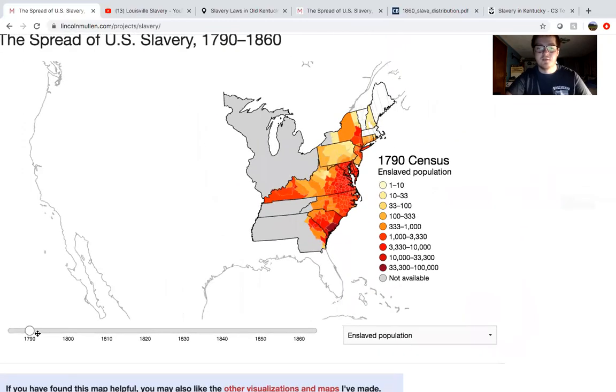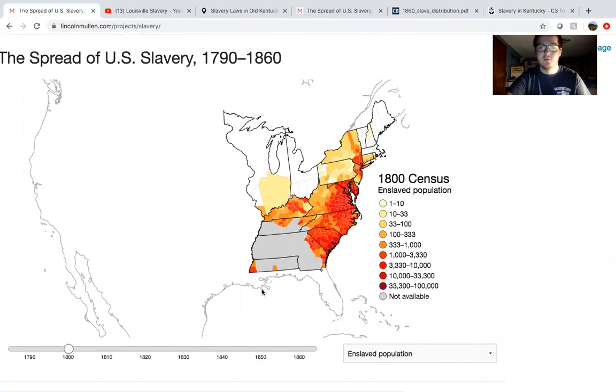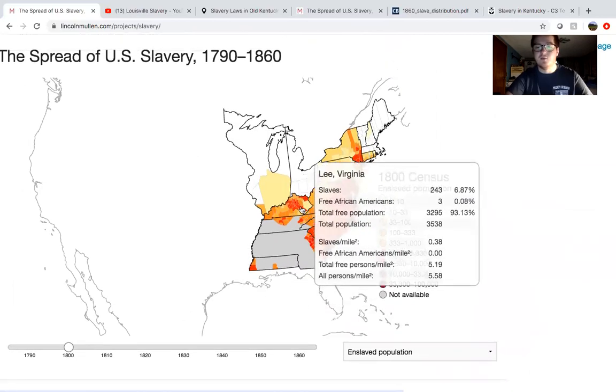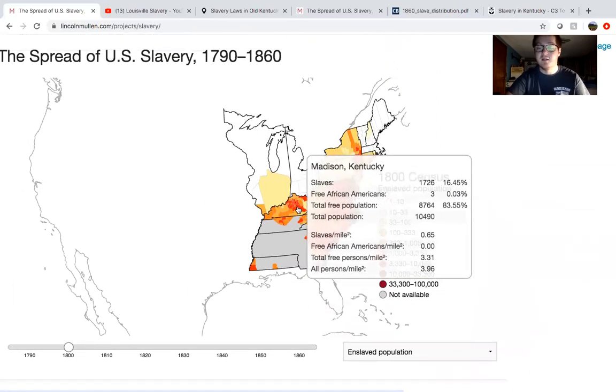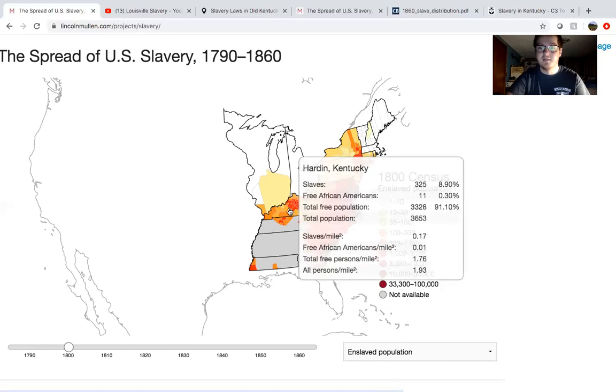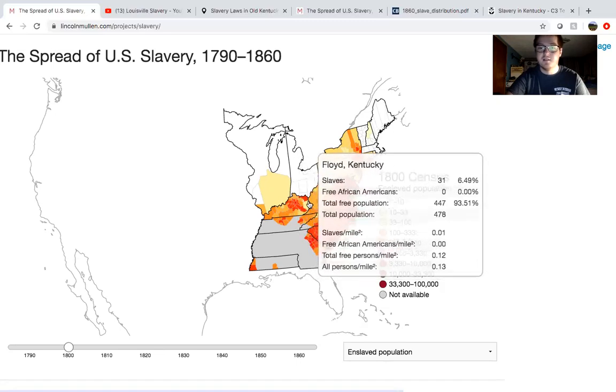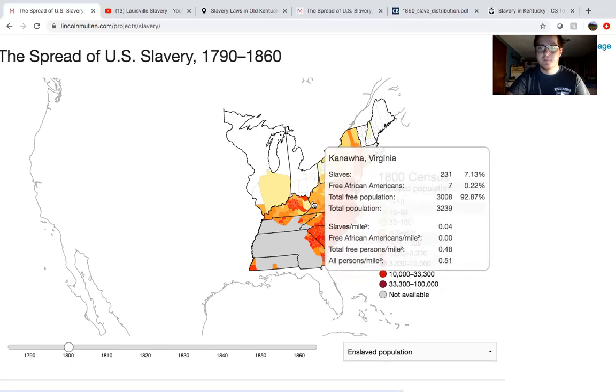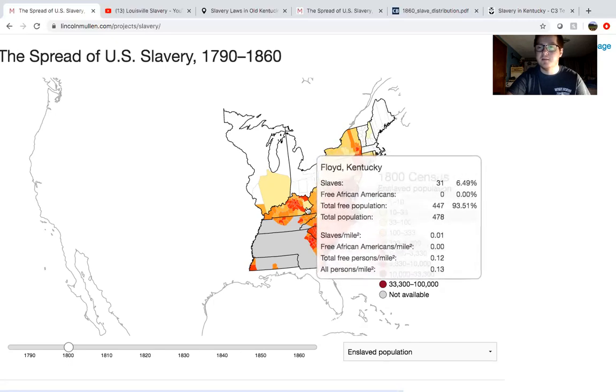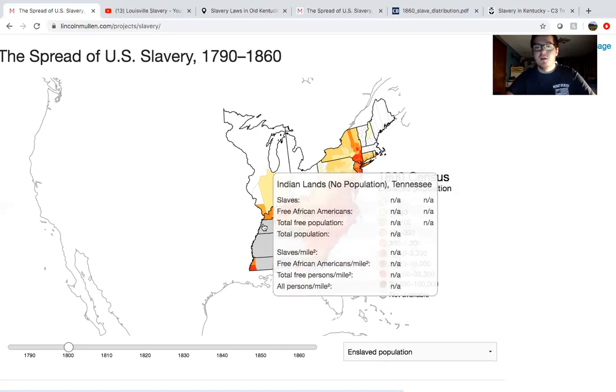Let's go ahead and fast forward. That's 1790. We know 1792 is when Kentucky was formed as a state. So Kentucky is now in it. We have a lot of counties that we know today. Madison County, Berea, had 1,700 slaves. Garrett County, Hardin County, Washington County. See if we can find, not that many counties are shown. But again, you can zoom in.